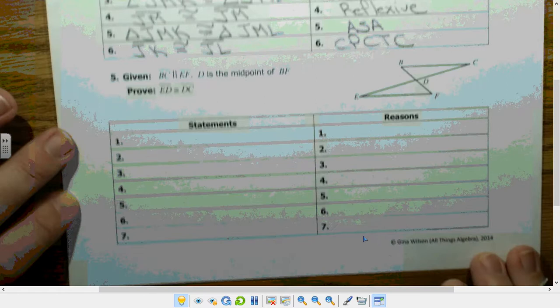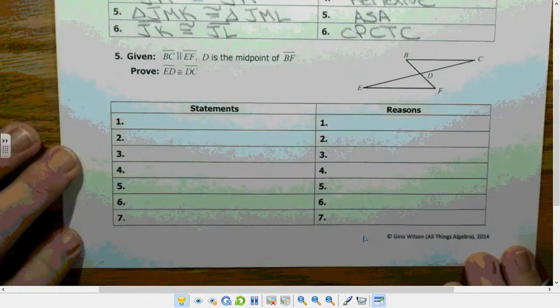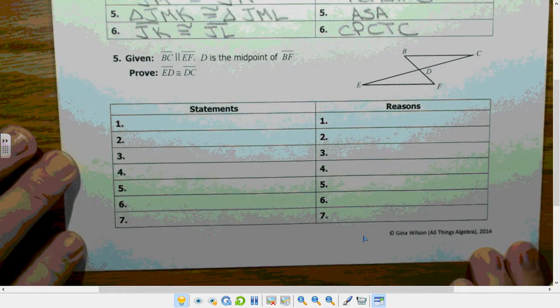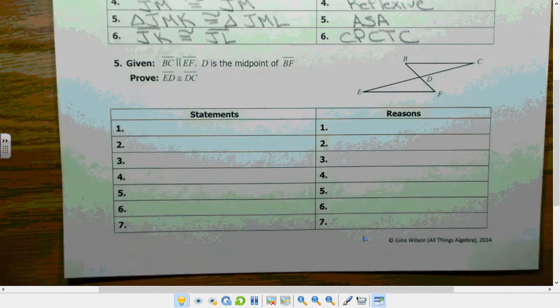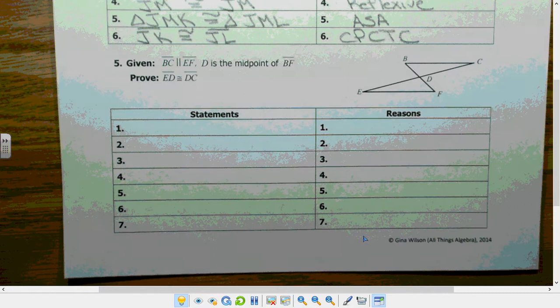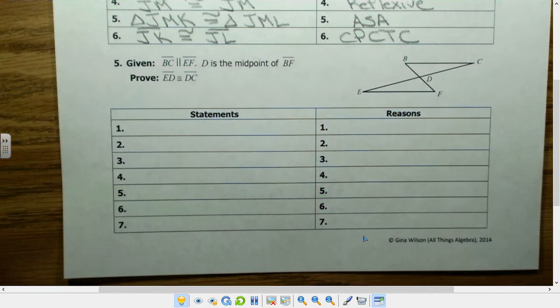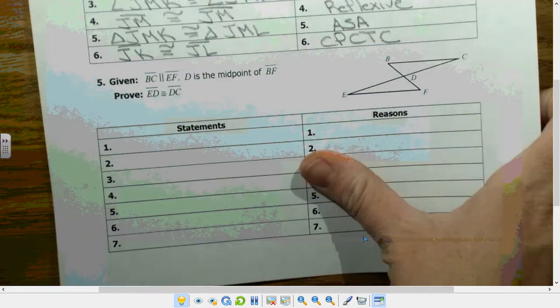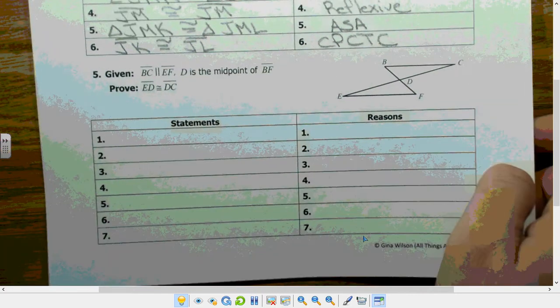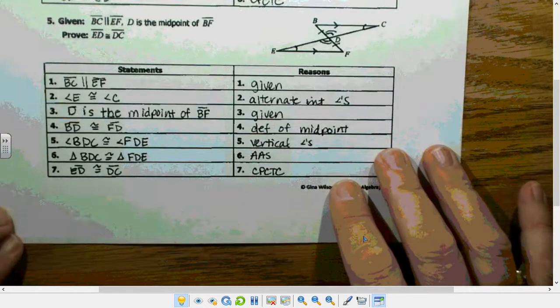Okay, I want you to pause the video here and try to do this one on your own. Try to see how you would approach it. Just pause the video for a second, and then I'll put the answer under the document camera. Make sure that you've paused it or have your work done. Okay, so this is what the solution looks like.